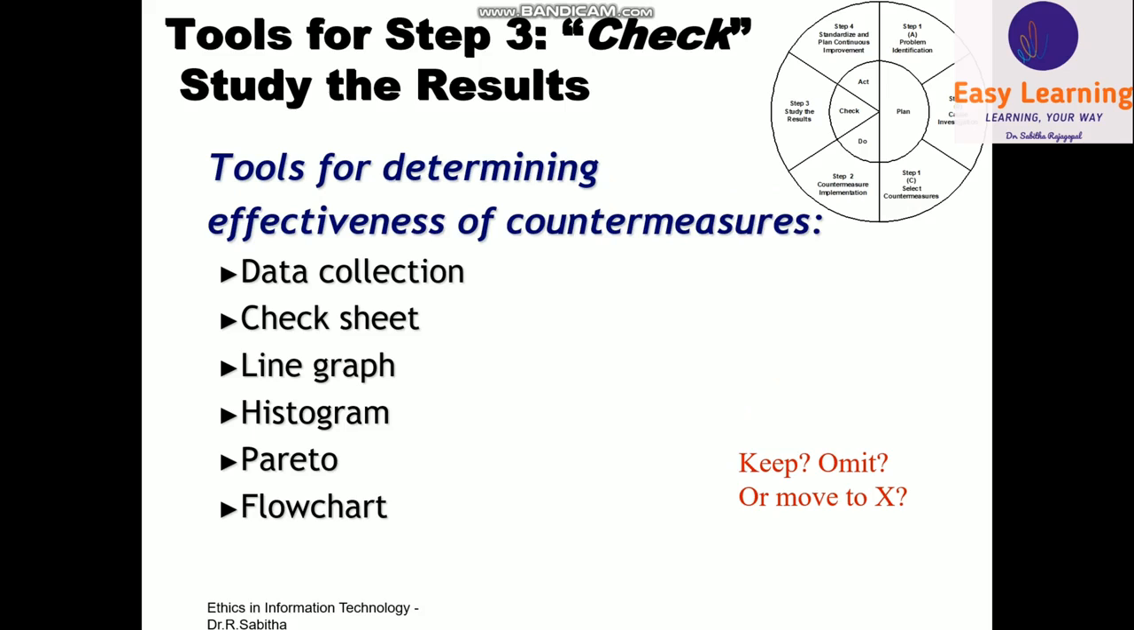Then you can have a check sheet, or a line graph which shows how the productivity has improved. If you have a problem with productivity, it again depends on the nature of the problem that you have identified in step 1A. Histogram, Pareto or other charts. Different representations of charts will help us understand how we have reduced the problem, and how far this countermeasure is effective in reducing the problem.